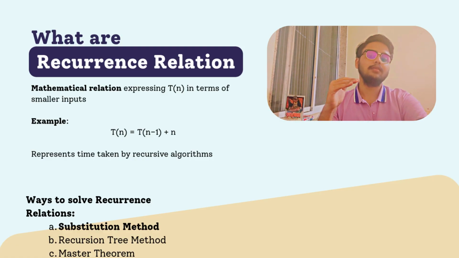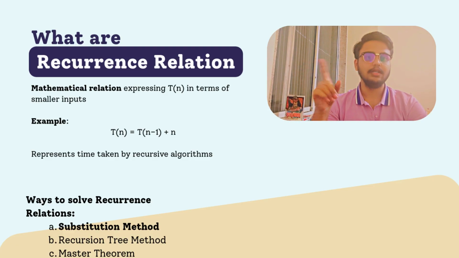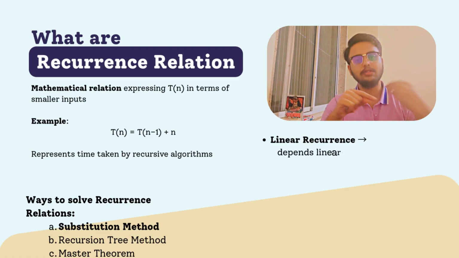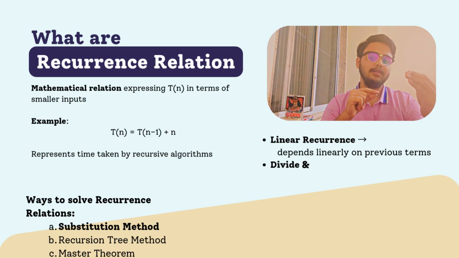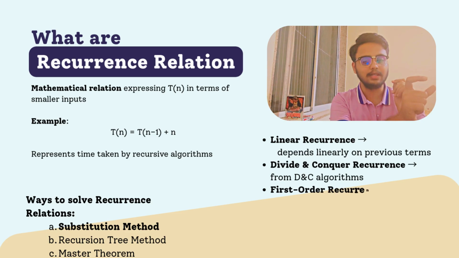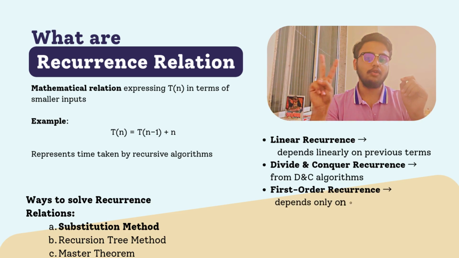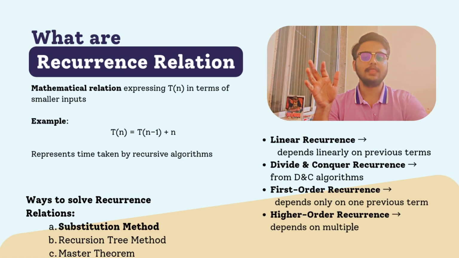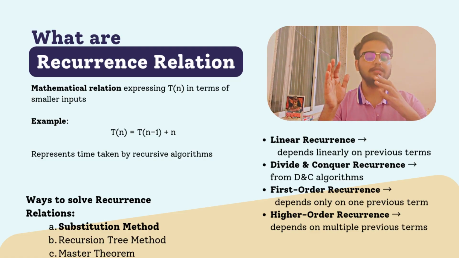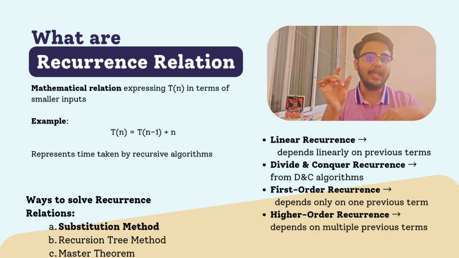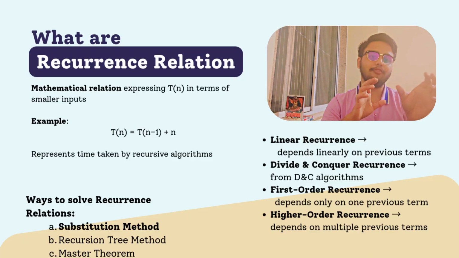Let's quickly look at the most common types of recurrence relations. So type 1 is going to be linear recurrence. Every term depends linearly on the previous term. Example of this can be understood as T of n equals T of n minus 1 plus T of n minus 2 plus T of n minus 3. Second common type is divide and conquer recurrence. This is classic DSA algorithm. That means T of n equals, let's say, 3 times T of n by 2 plus 9n. This can be written in the form of aT of n by b plus f of n.